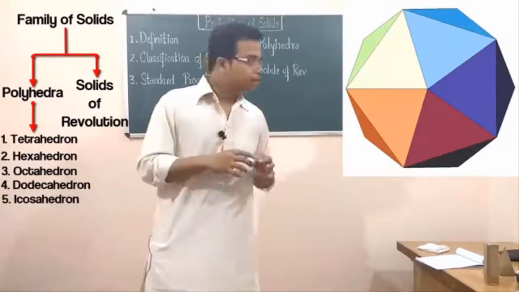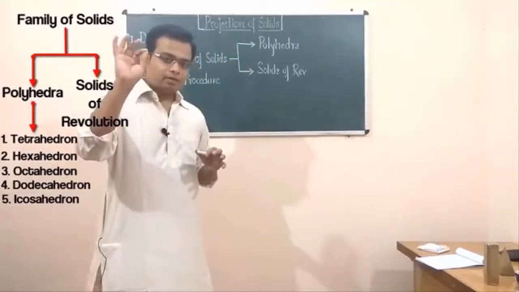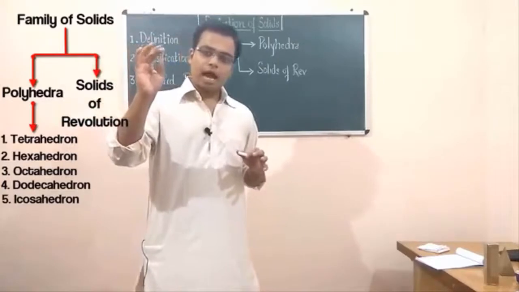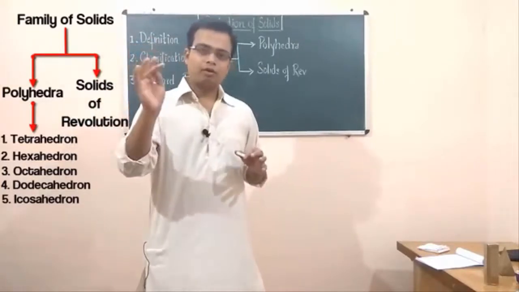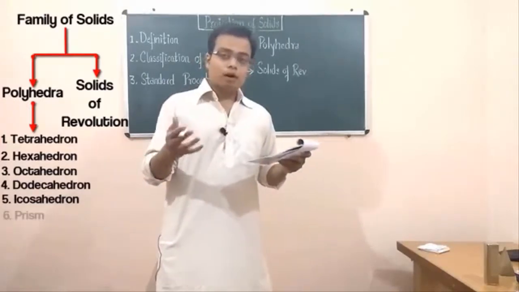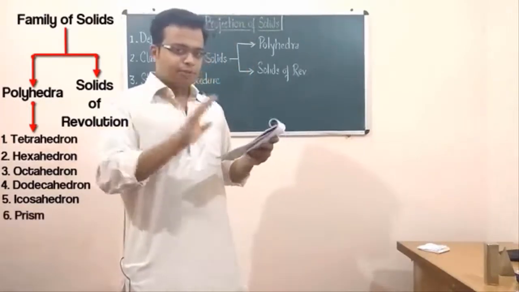Alright. Now then, 5 have been covered: tetrahedron, hexahedron, octahedron, dodecahedron, and the last one was icosahedron. Very difficult to pronounce. Anyway, so the sixth spot goes to a prism. What exactly is a prism? Let me read that out.